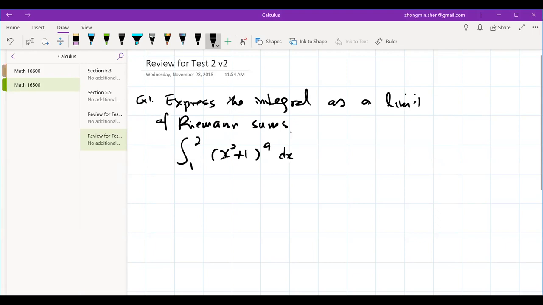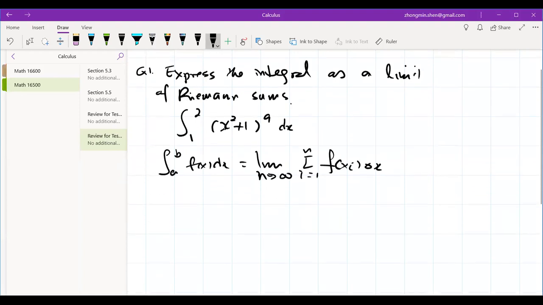So what I want to do is to express the integral as the limit of the Riemann sums. Okay, and since the function is continuous, you can just use the right endpoint. This is a formula for a continuous function. As long as the function is continuous, the integral is going to be the limit of this Riemann sum.